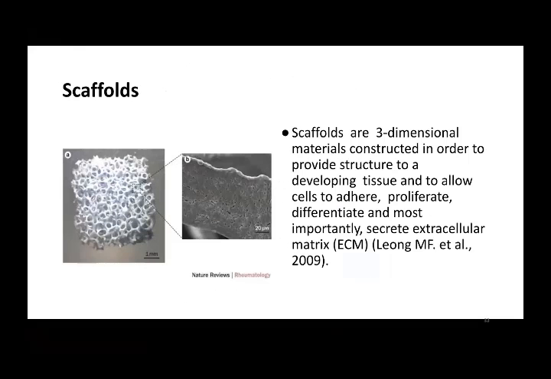Scaffolds could be three-dimensional materials constructed in order to provide structural and developmental support for the tissues to allow the cells to adhere to it, proliferate, differentiate, and most importantly, secrete extracellular matrix. All right, so they're showing the scaffold in this picture, and then they've zoomed in on it microscopically and shown you the integrity of each material involved in making that scaffold.